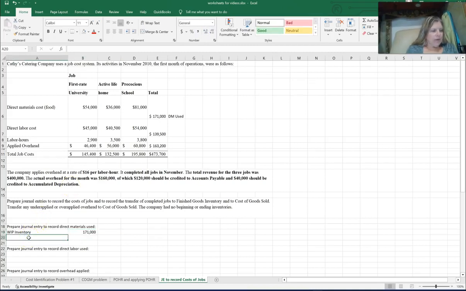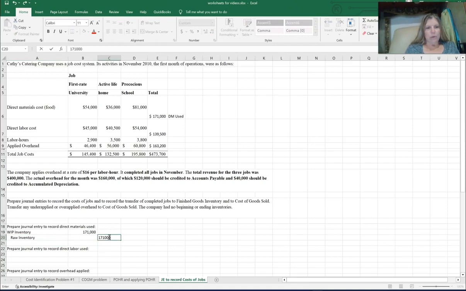And I need to credit the raw materials inventory, because when we buy the materials, we put it in our raw materials inventory. Then when we use it, we take it out of the raw materials inventory and put it in the work in process inventory. So since we've used 171,000 of those materials, we have to increase our work in process inventory and decrease our raw materials inventory. They're both assets. So in order to increase it, you have to debit it, and decrease it, you have to credit it.